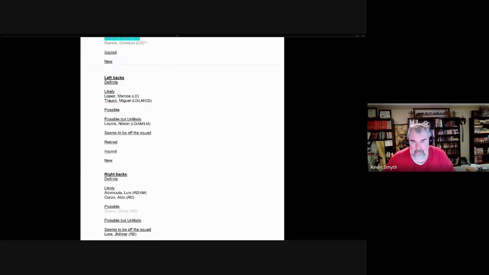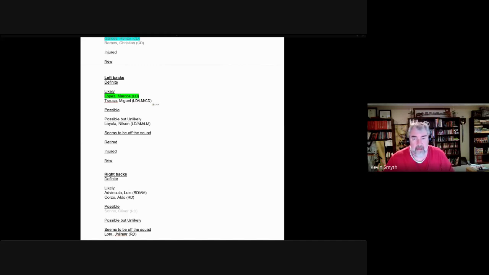Okay, let's go to left backs. Here too, we had no definite candidate, but we did have two likely candidates. The first, Marcos Lopez, was selected for the squad, but the second one, in a bit of a surprise, was Miguel Trauco. We saw in part one that he was always called up to the squad, even if he only started half of the matches, but not called up here, and nor was possible but unlikely candidate Nilson Loyola.